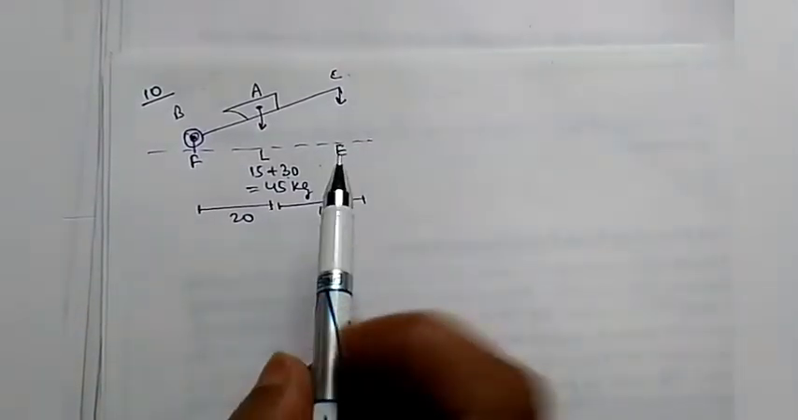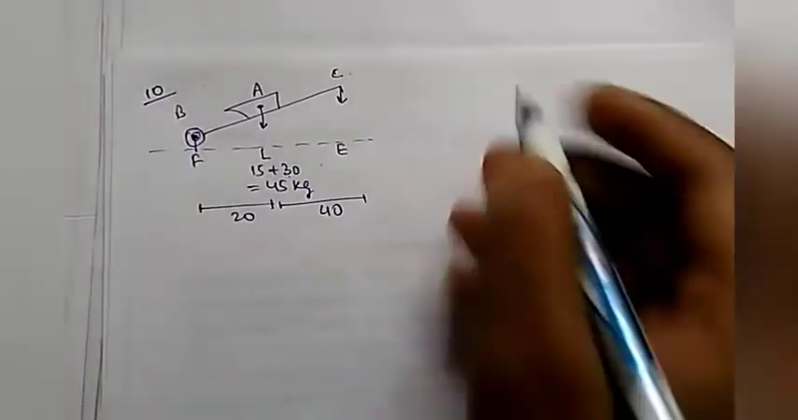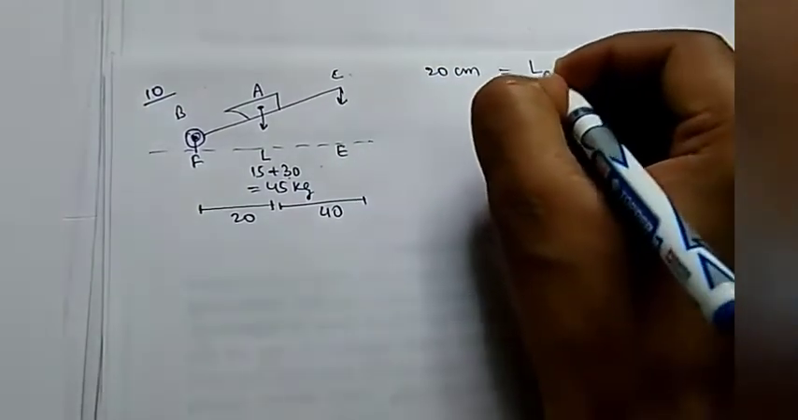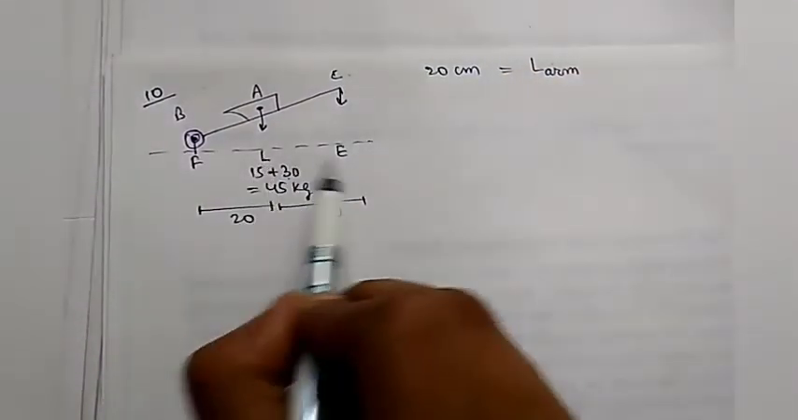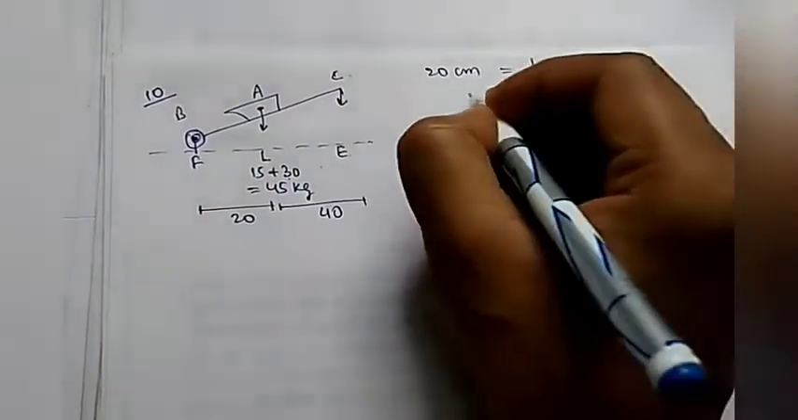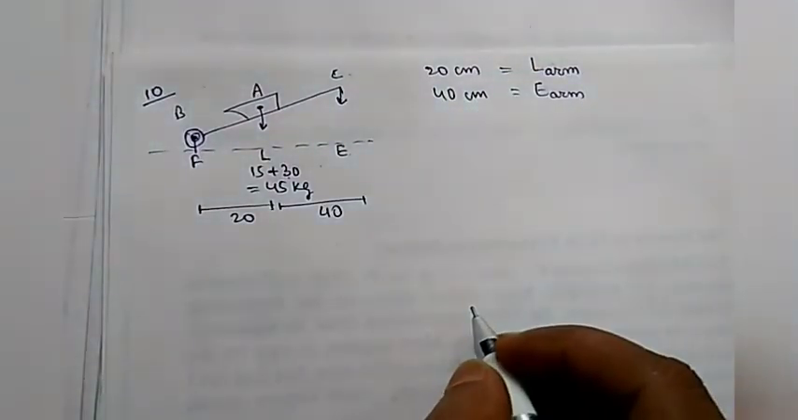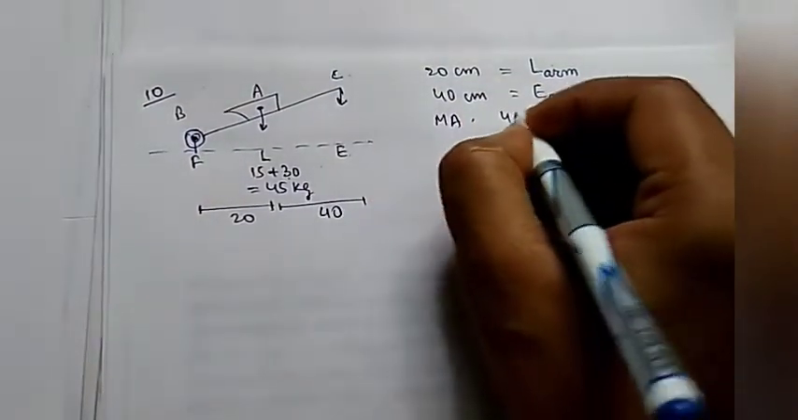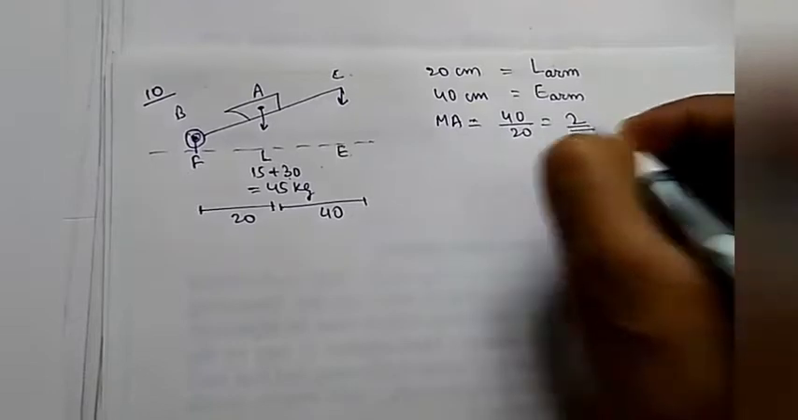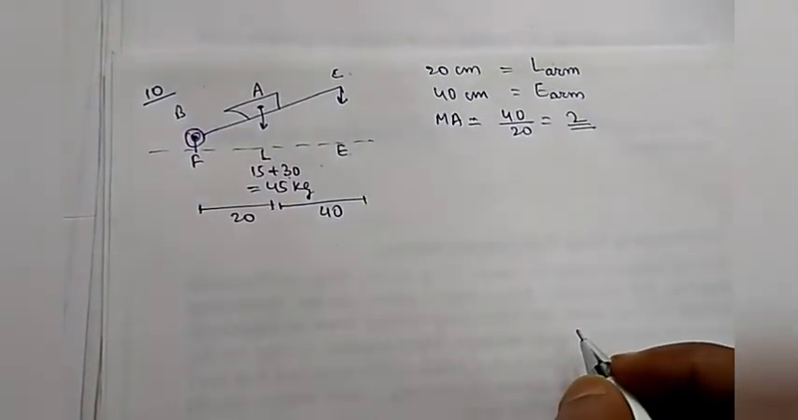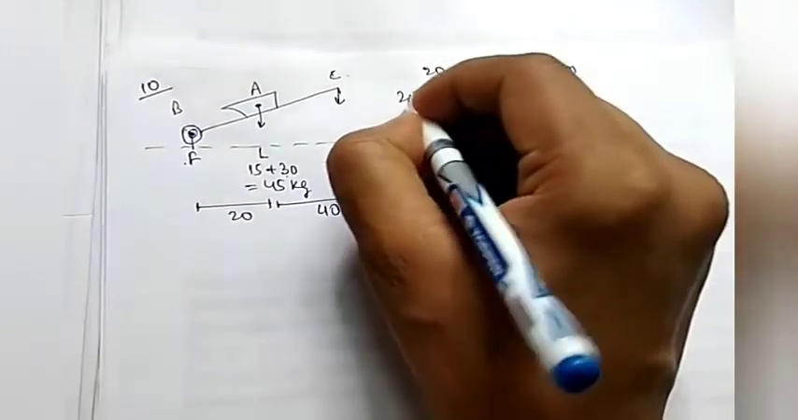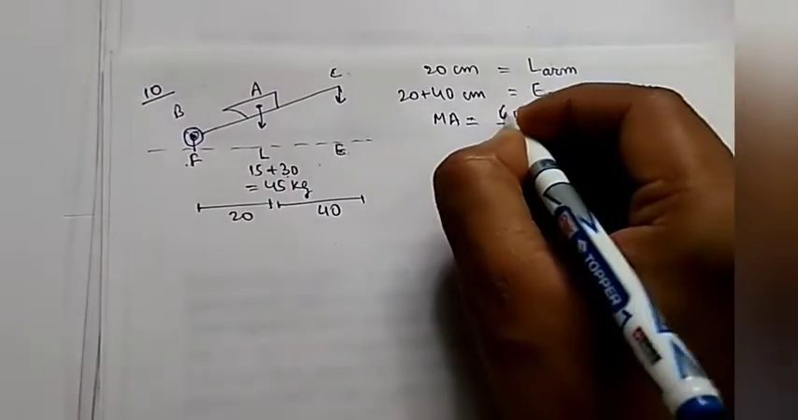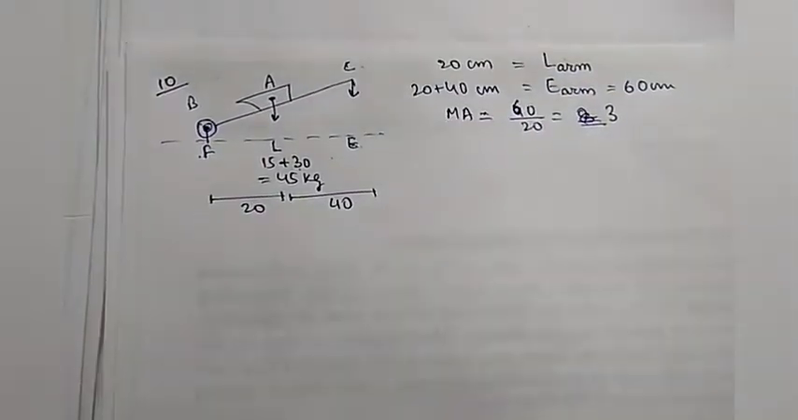Calculate the load arm. So first question is to calculate the load arm. Load arm means distance between load and the fulcrum, that is 20 centimeter. Second part is effort arm, distance between effort and the fulcrum. So mechanical advantage is equal to effort arm by load arm. Effort arm is the distance between effort and the fulcrum, no? So 20 plus 40 will be 60 centimeter, so it will come 3. So mechanical advantage is 3.